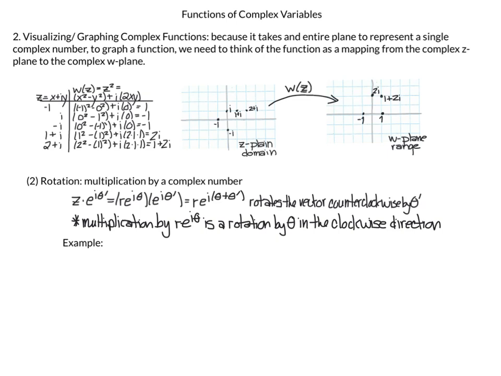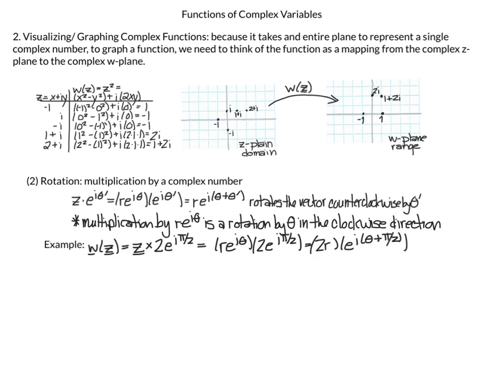So for example, let's let w take a complex number z and then multiply it times 2e to the i pi over 2. When we write z in terms of our exponential form, r e to the i theta, and multiply by 2e to the i pi over 2, first, the two constants, 2 and r, get multiplied together. Then you have e, and when you multiply the exponents, you add the exponents. So you're going to have i times theta plus pi over 2. So this is what I mean by there's a rotation.